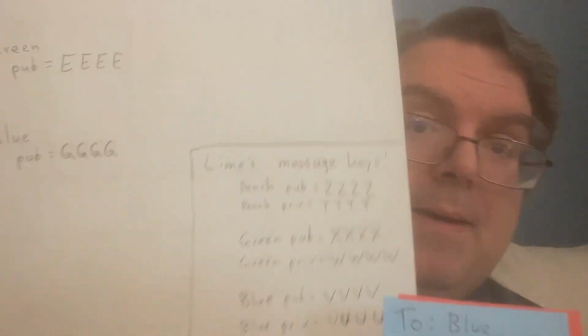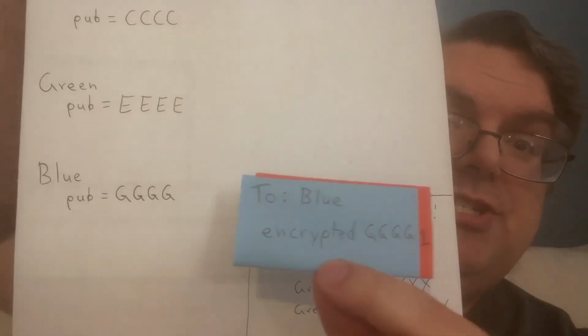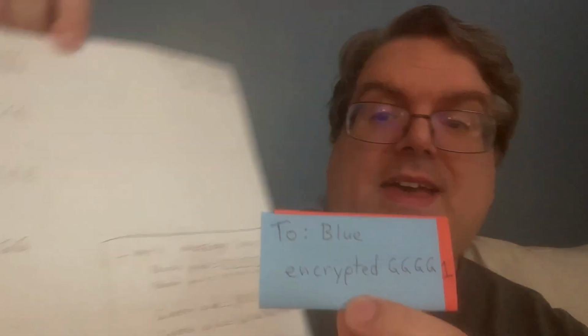Cool. So I'm going to take this message to red, and I'm going to fold it up and put it inside the message to blue. And it's encrypted, oopsie, with blue's public key, GGGG. So now only blue can unpackage this to see that the next stage is to go to red. Nobody else knows that.